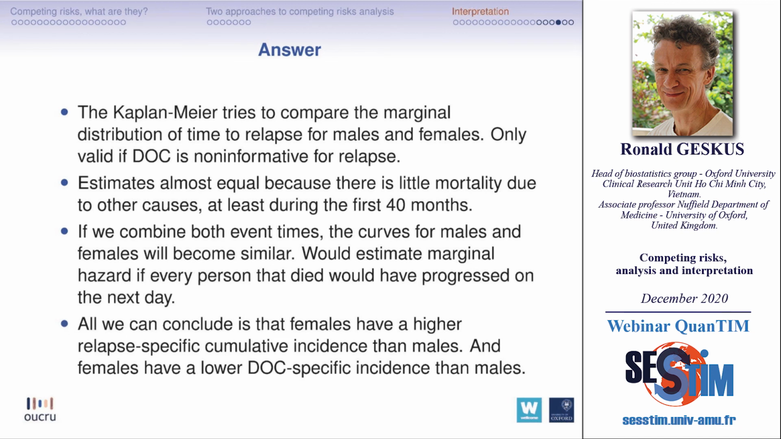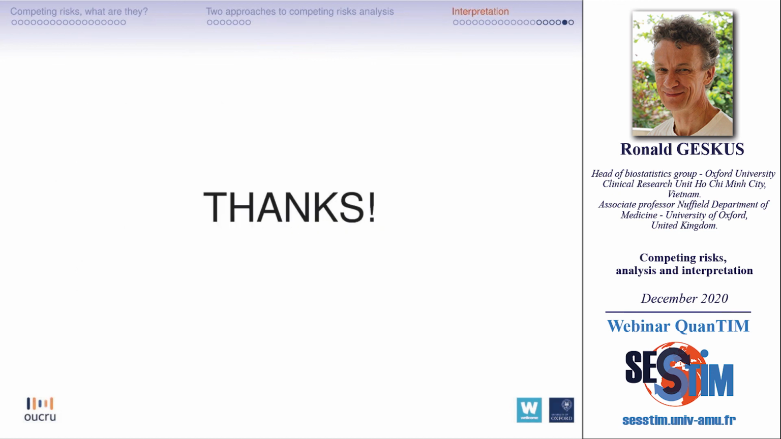So the only thing we can conclude with certainty is the competing risk statement that females have a higher relapse-specific cumulative incidence than males. And if we want to conclude anything else, we need to make strong assumptions. That's it. Thank you very much for your attention.